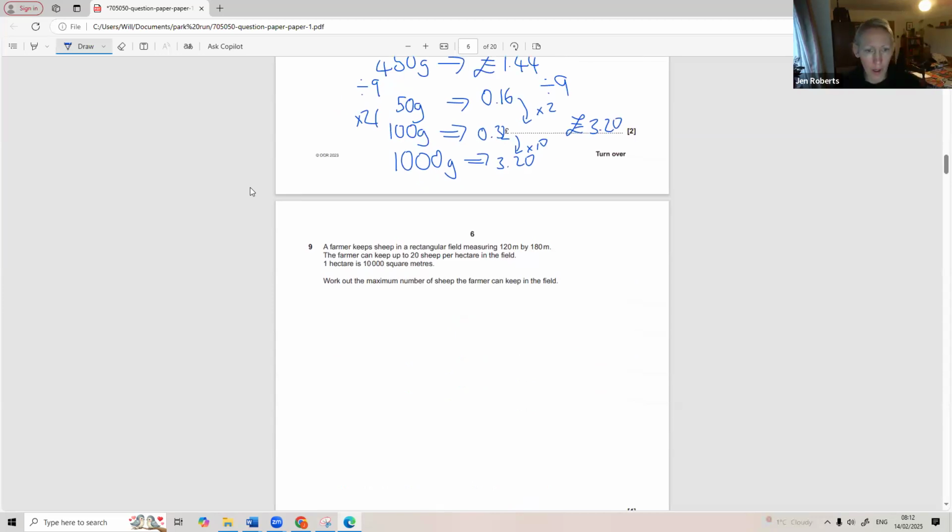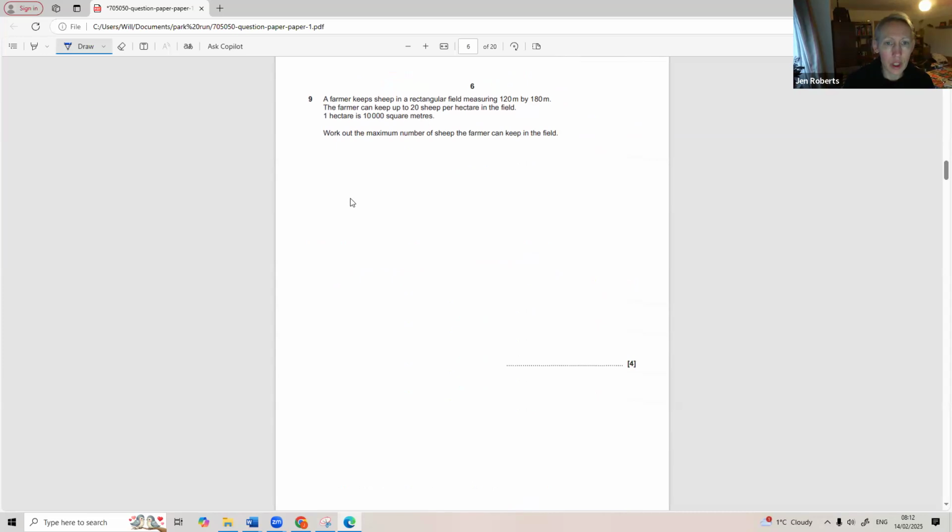Okay, so we've got a farmer keeps sheep in a rectangular field, 120 metres by 180 metres. The farmer can keep up to 20 sheep per hectare. 1 hectare is 10,000 square metres. Work out the maximum number of sheep the farmer can keep in the field. We need to work out the area of this field first of all, don't we? How do you work out the area of a rectangle? Base times height.